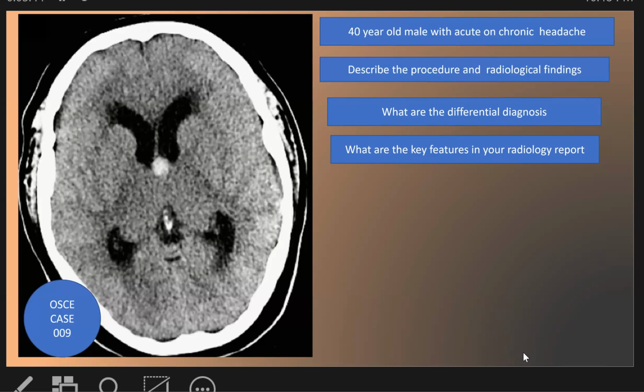So this is a simple case: a colloid cyst at the foramen of Monro with hydrocephalus and transependymal edema due to CSF leak. We mentioned the differential diagnosis and the key features in our radiology report.